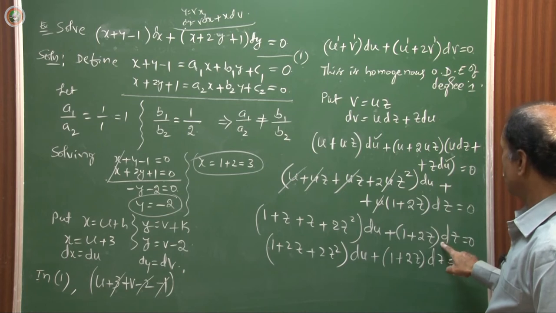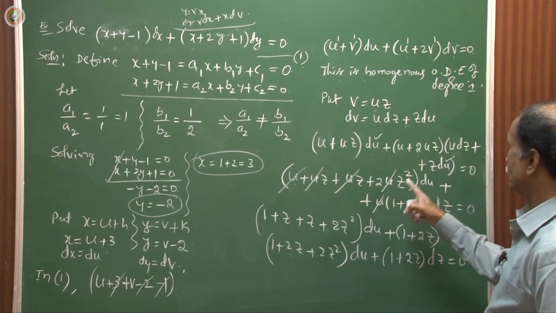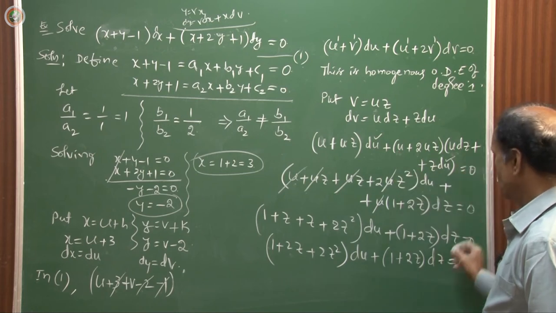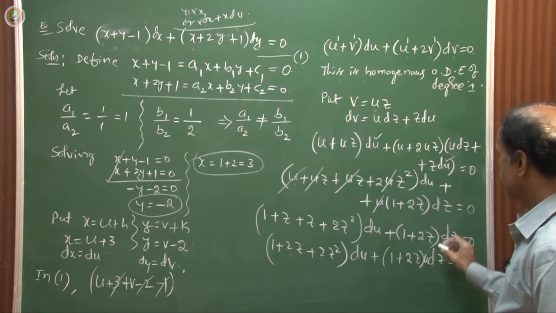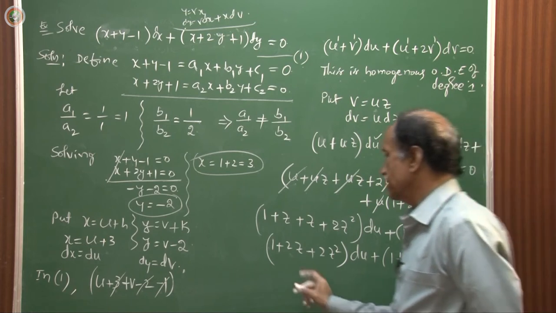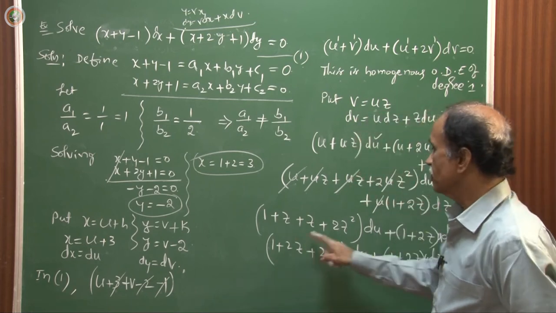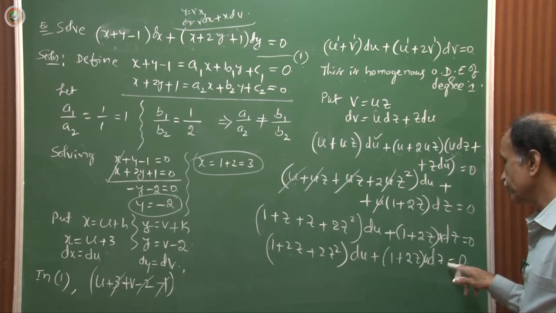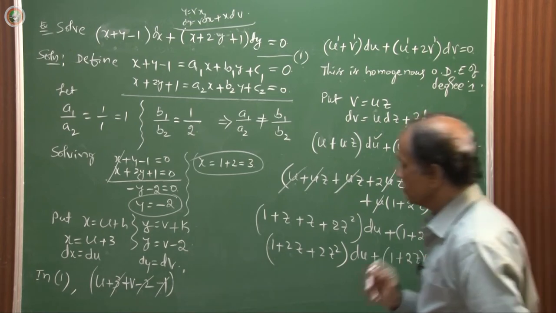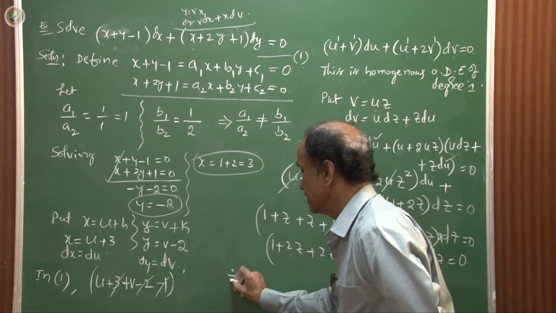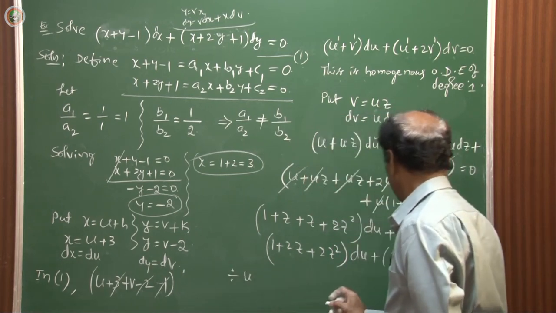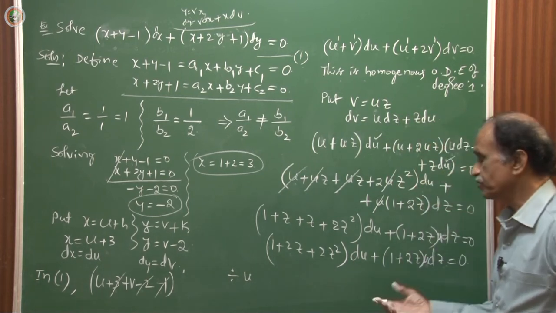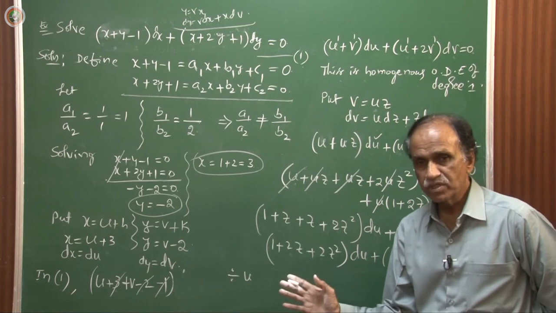I think I need to write u. I left that u after cancelling this. One u I have taken here and one u remains. That u should be written here. Okay. Then, so this is the coefficient for du and this is the coefficient along with u for dz. Fine. Now, you have to write dividing by u into, we have to remove this u here and we have to remove this coefficient because separating the variables.